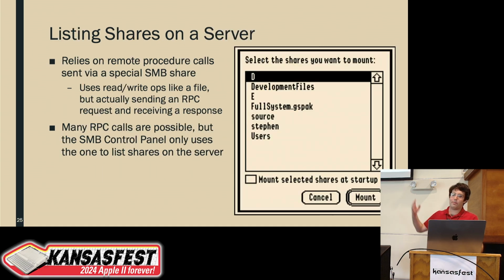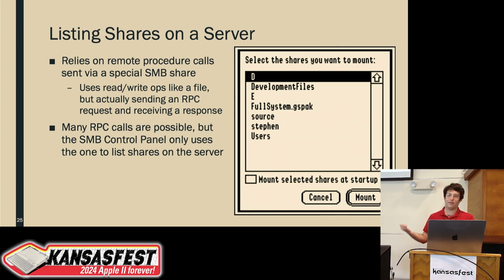And now, kind of the last step of the connection process is listing the shares on a server. This relies on the remote procedure call functionality, which is actually built into the SMB protocol. Essentially, there's a way that you can use read and write operations more or less the same as if you were reading or writing a file. But what that's actually doing is sending remote procedure call requests and receiving responses. There's a whole protocol for how this works, and many remote procedure calls that are defined on Windows. So this is a pretty complex thing in its own right if you want to get into it.